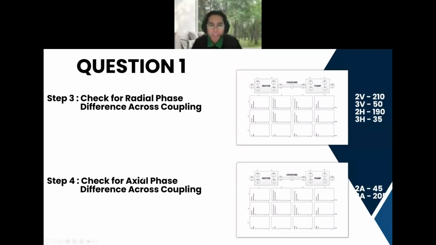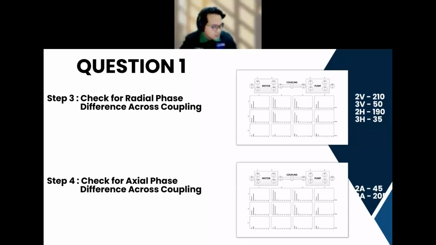Yeah, I agree with you. Because for unbalance, the phase difference is calculated at point 1. I think if we look at the question, the graph is dominant at 2 and 3. Besides vertical, for horizontal we can calculate 2H minus 3H, which is 190 minus 35. The answer is 155. So I think it's still in phase. I agree with Shirazi and Aziz because it's still in the range of around 180 plus or minus 30.